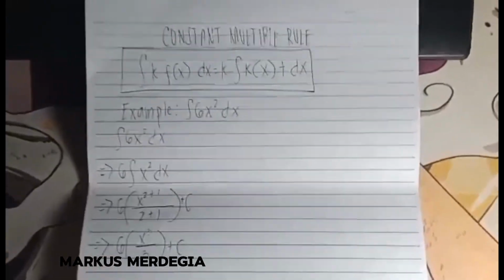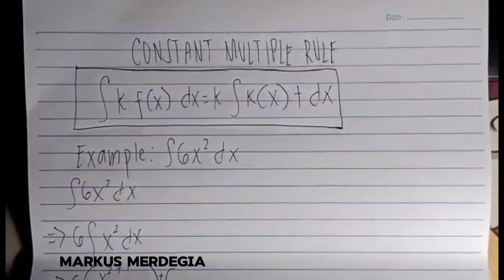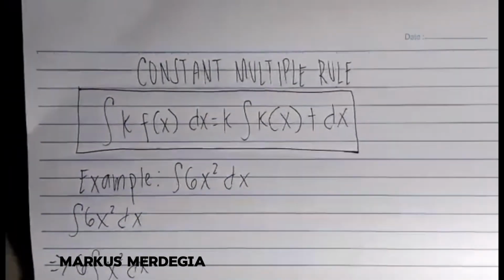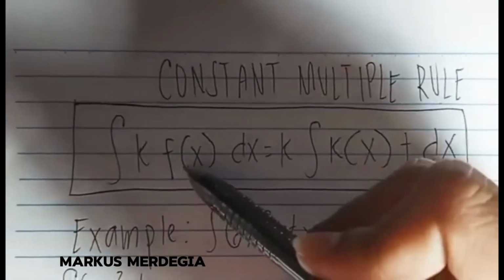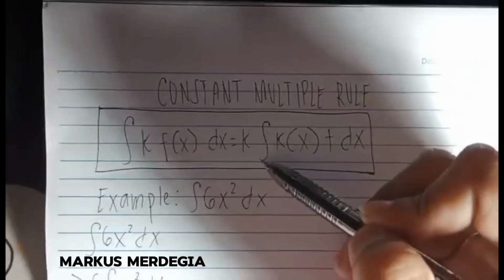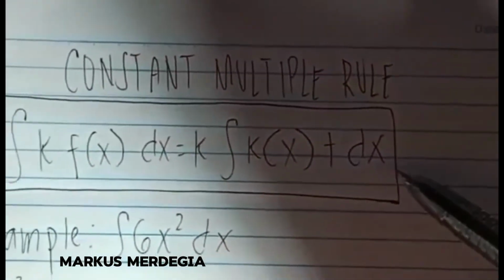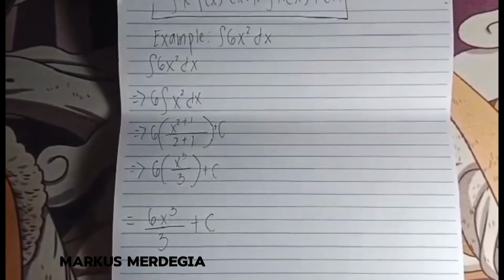Thank you. Everyone, today I will show you how to solve constant multiple rule. First, I'll explain to you what this constant multiple rule is. So we have here at the paper the integral of constant of f of x dx is equals to constant integral of f of x dx. You know what constant multiple rule is? We'll have now an example.